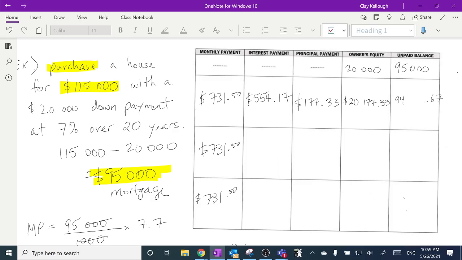948, there are $94,822. I did have the cents right, and 67 cents. I should put a dollar sign on it. It's money. Okay, so there. Now, that number.